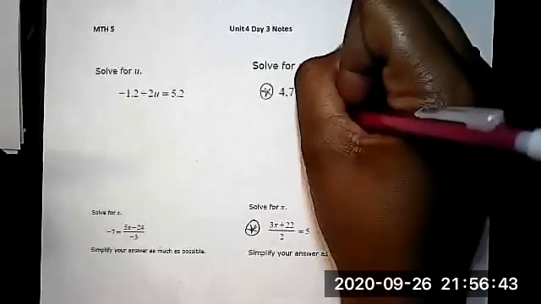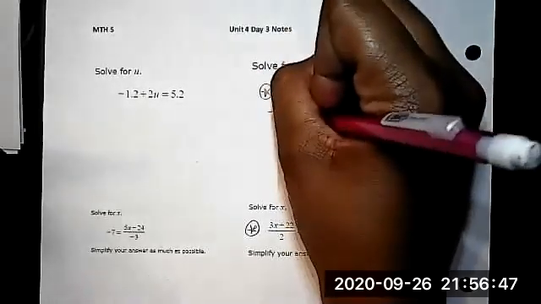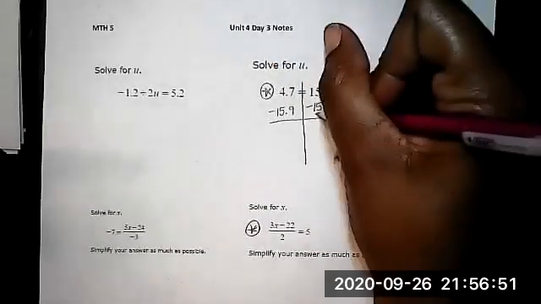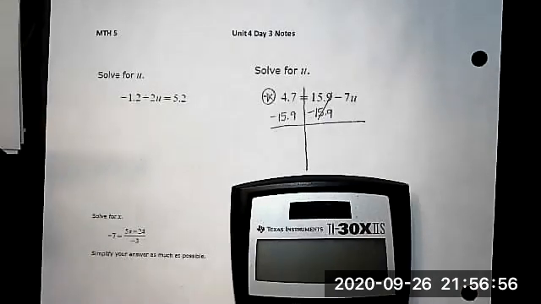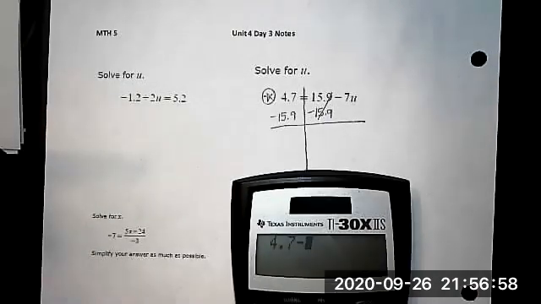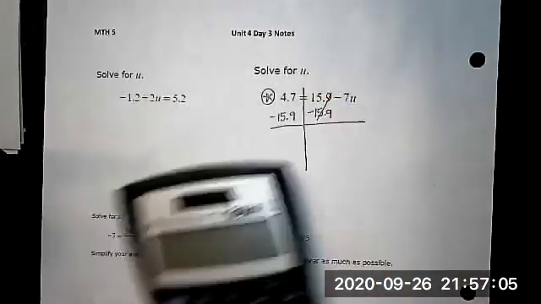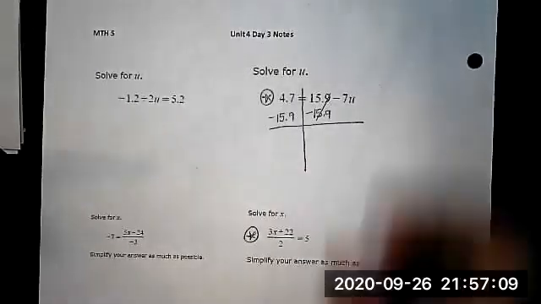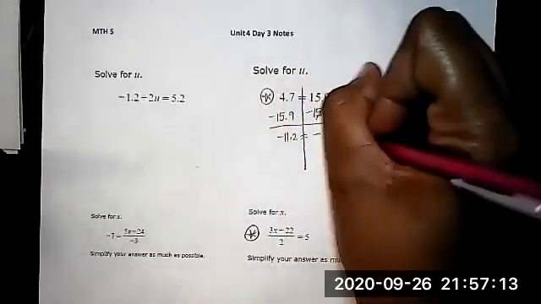So let's go ahead and subtract 15.9 because what we're trying to do, remember your purpose, get u by itself. It cancels out there. So 4.7 minus 15.9 is what we have there. Once I put that in my calculator, I got negative 11.2. So negative 11.2 equals negative 7u.